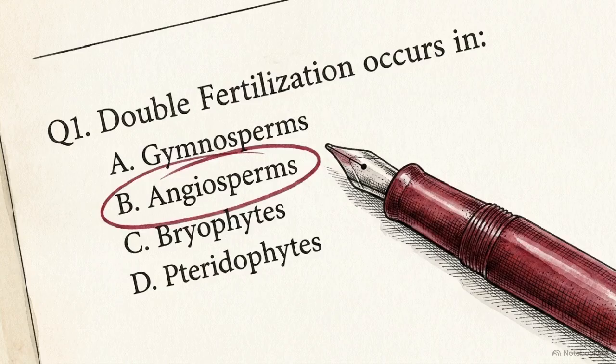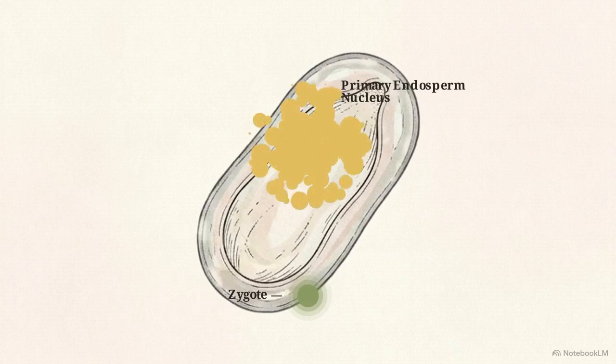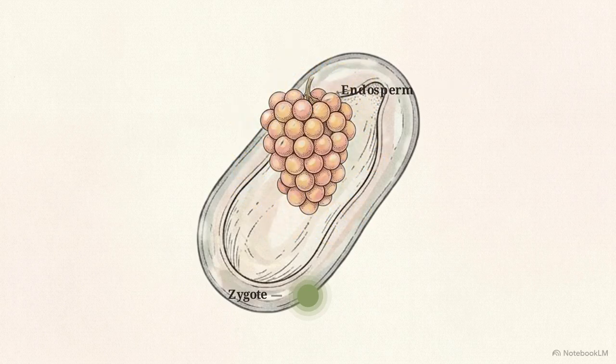This brings up a frequent board exam question. After syngamy, why does the newly formed zygote remain completely dormant for a period of time instead of dividing immediately? It comes down to resource management. The zygote waits for a guaranteed food supply, staying dormant while the triploid primary endosperm nucleus rapidly divides into nutrient-rich endosperm. Only when the food is ready does the zygote wake up to form the embryo.